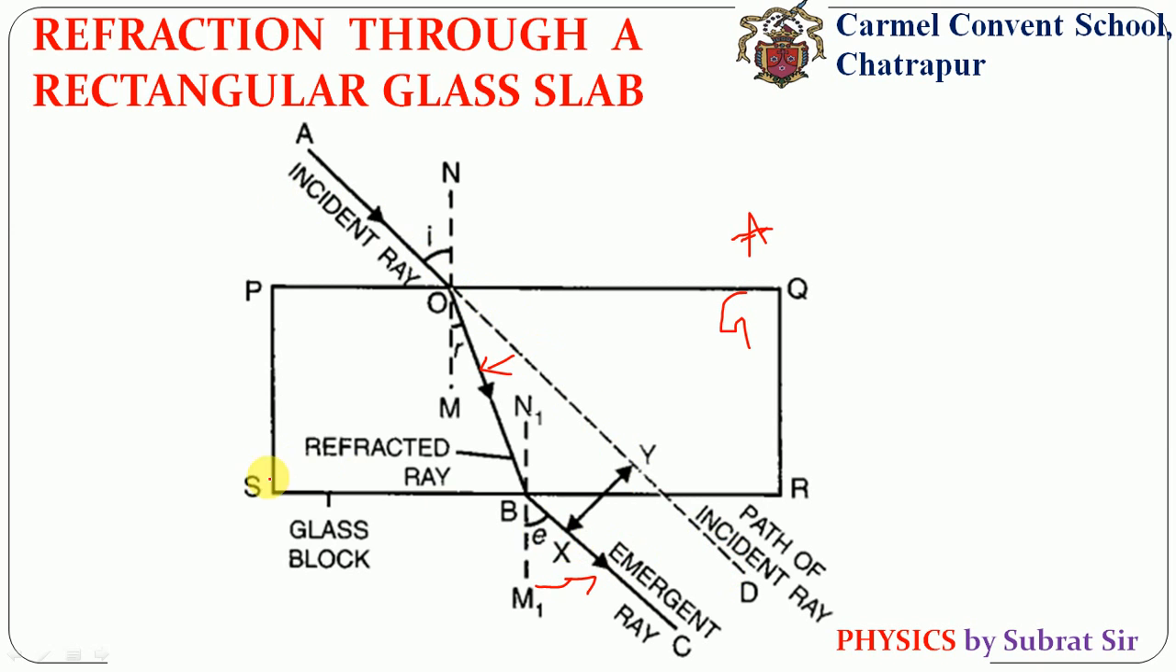See here, when a ray of light passes through a glass slab, there is a displacement of the incident ray. This is the path of the incident ray without the glass slab, but when the glass slab is there, it passes through BC, so there is a displacement. This displacement is called lateral displacement.